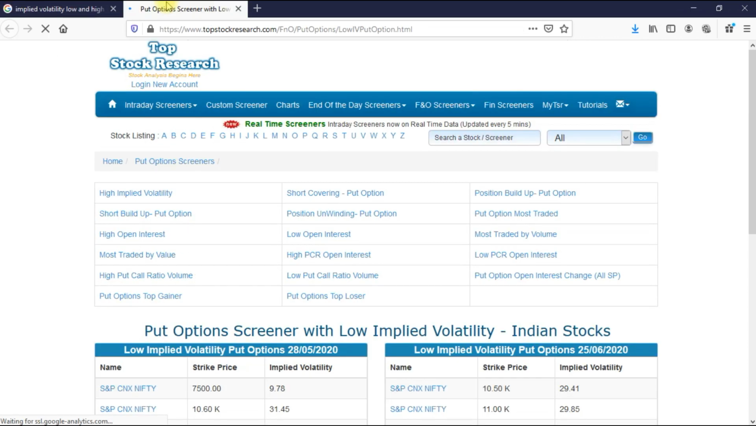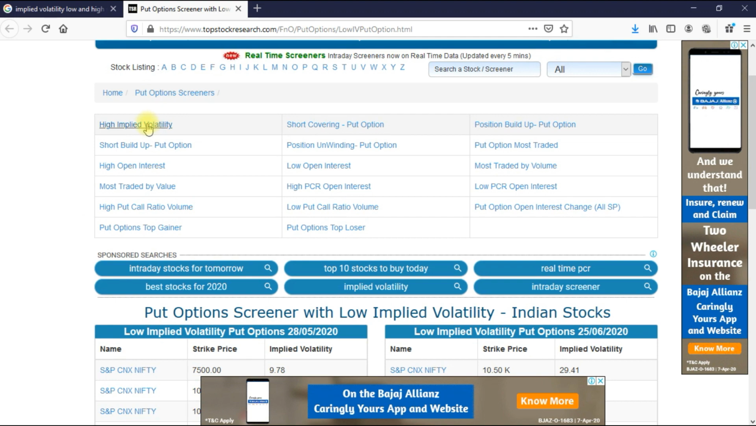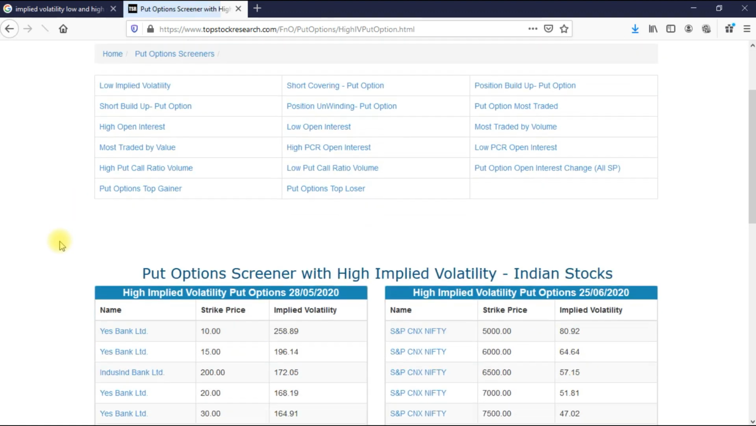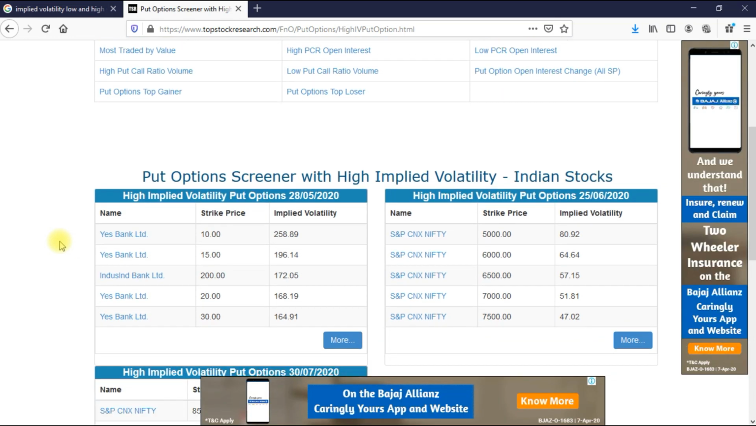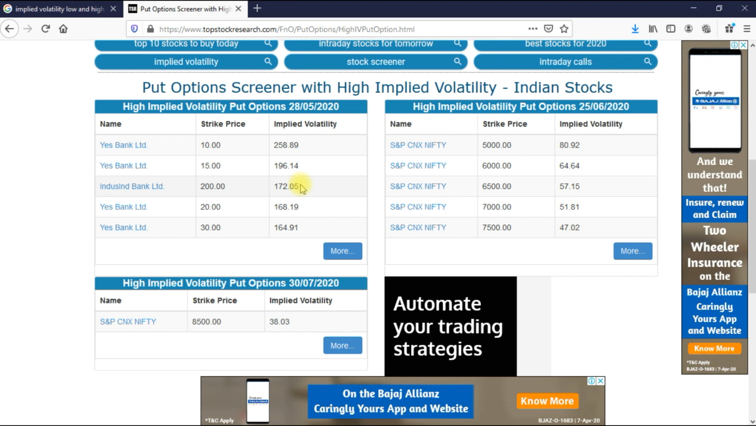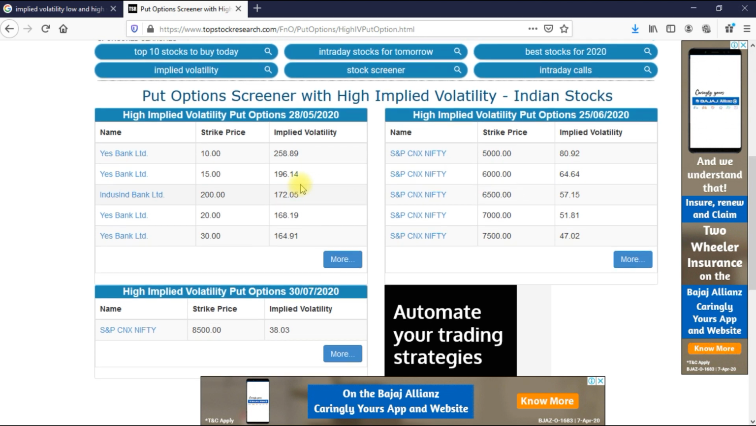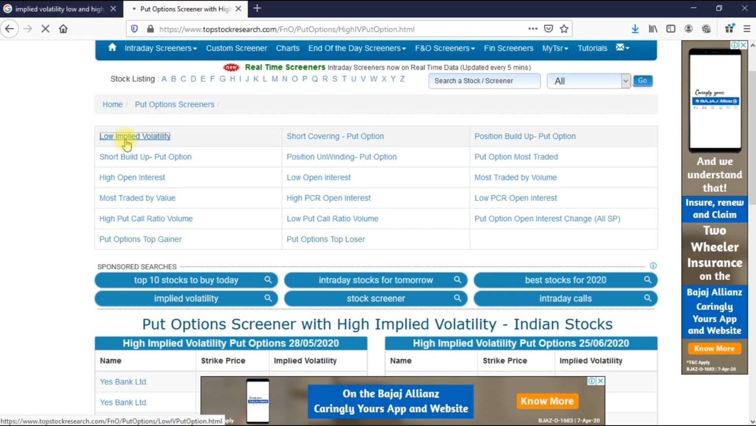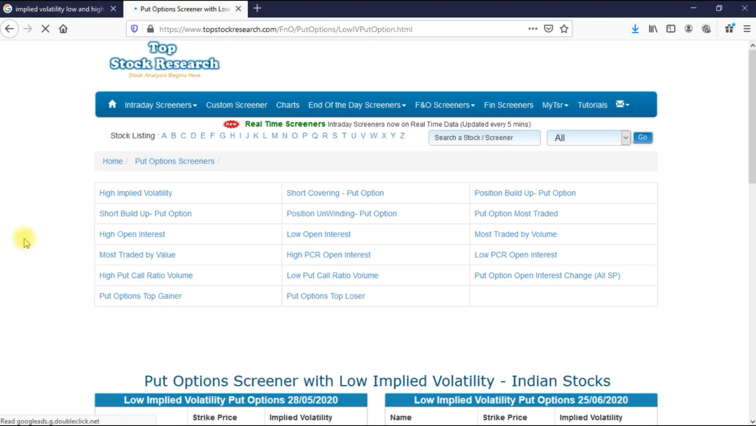So this is the put option screener of IV. Here select high implied volatility. So these results are of put options which have high IV. So if you are bullish on some stocks and if those are visible here, you can consider analysis of shorting put options. In the same way, you can select low volatility or call options, etc. You can screen a combination of these inputs as well.